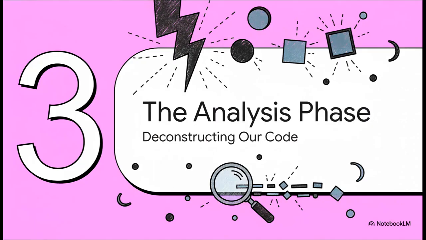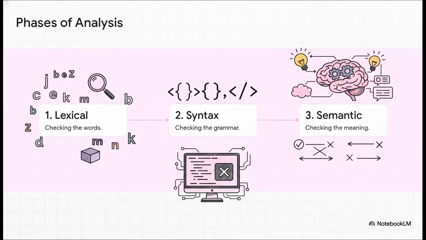So let's dive into that first half, the analysis phase. We're going to watch how our simple line of code gets taken apart piece by piece so the compiler can understand it. This deconstruction happens in three very clear steps. It goes through lexical analysis, then syntax analysis, and finally, semantic analysis. You can think of it like this. First, it checks the words, then it checks the grammar, and then it checks the meaning.